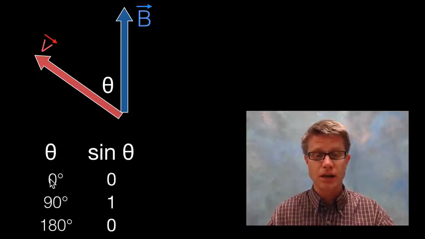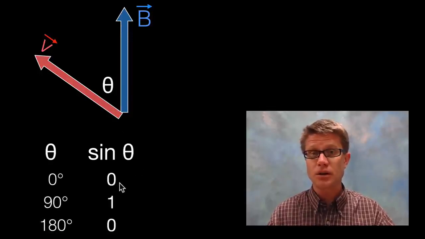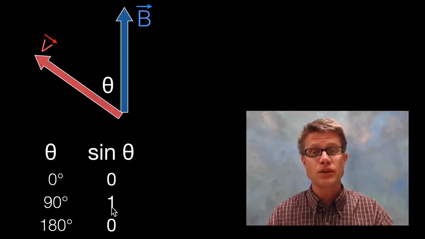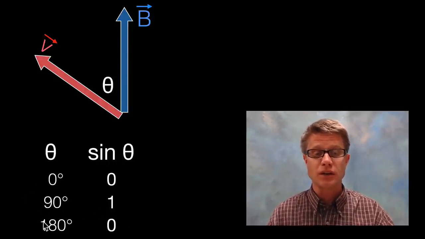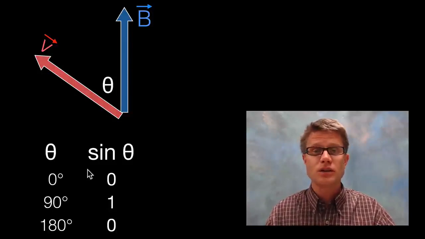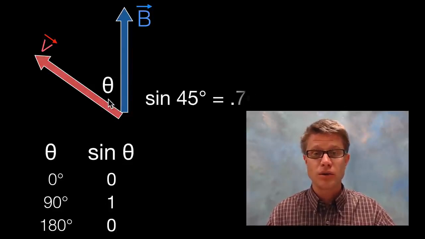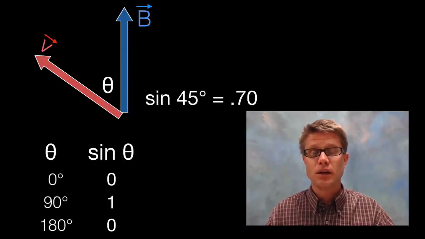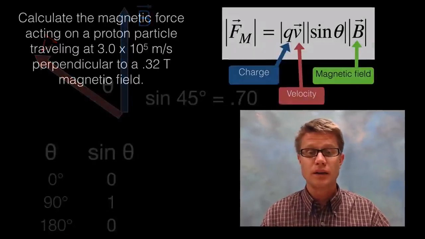So if it's a 0-degree angle, sine of 0 is going to be 0. There's going to be no magnetic force. Likewise, sine of 180 is going to be 0. But if we're at 90 degrees, that's going to be 1. And the AP folks say that you should really understand 0, 90, and 180 degrees. But the sine makes sense to me, and it should make sense to you as well. What's our angle look like right here? Well, that's around a 45-degree angle. So what's the sine of 45? It's just going to be 0.70. It's going to be somewhere between 1 and 0.